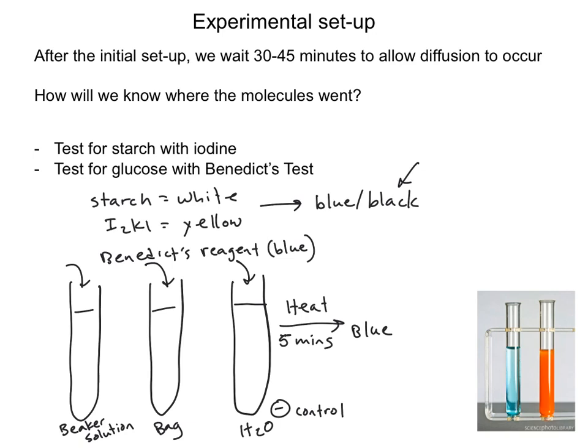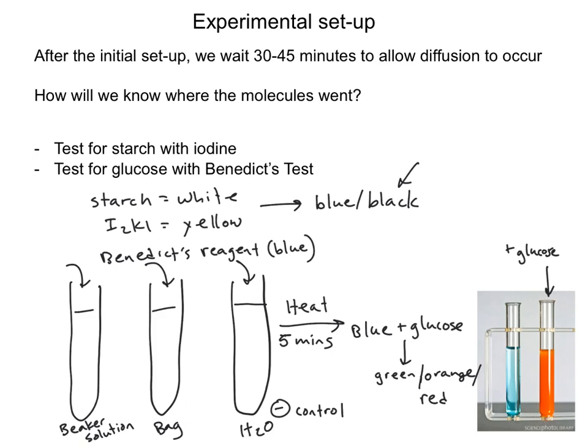So if there is glucose present, then we expect a color change, and it depends on how much glucose there is. So it could look green or maybe orange, or if there's just a ton of glucose, then it might look red. And that's actually what we're seeing in this picture here. This is in the presence of glucose, right? And then the one on the left, the blue one, is just like a negative control. Okay, so does that make sense?